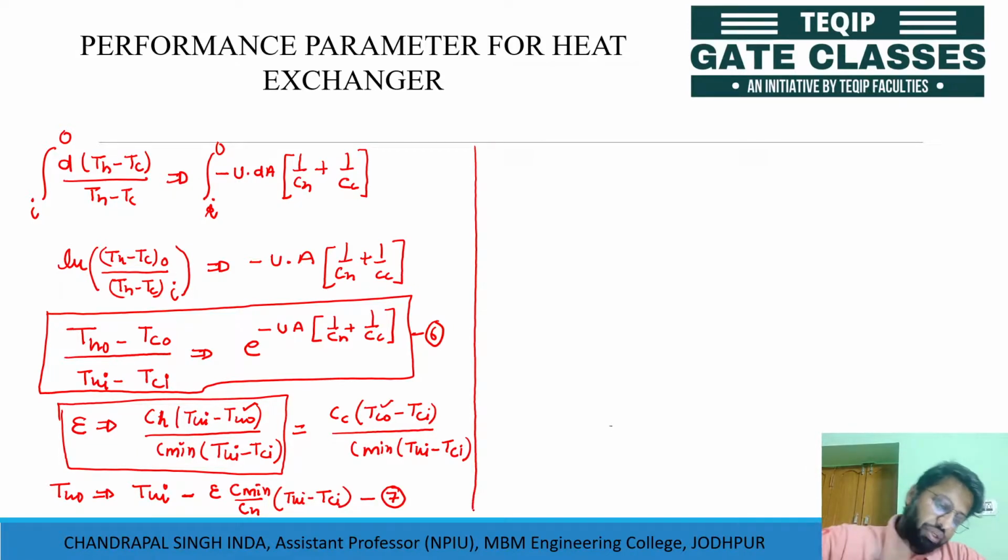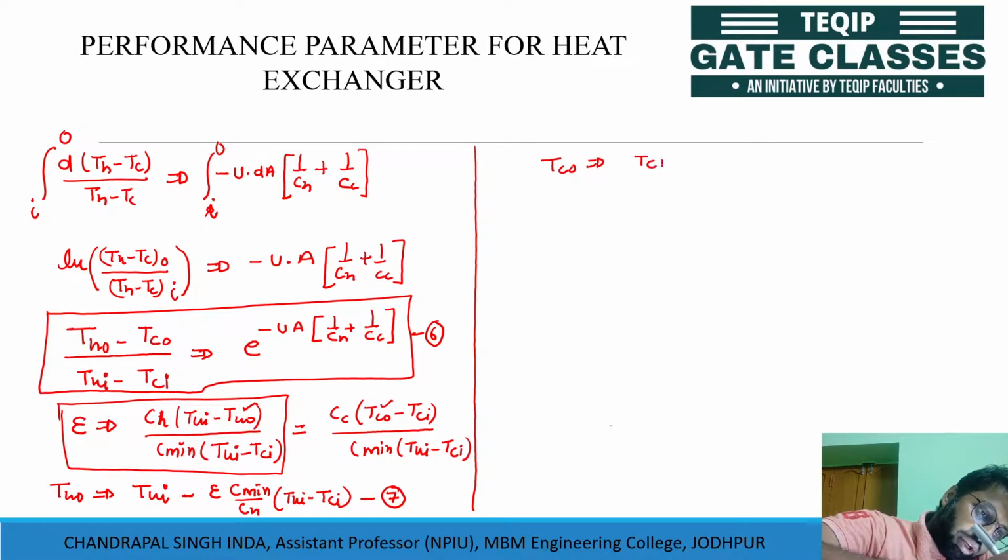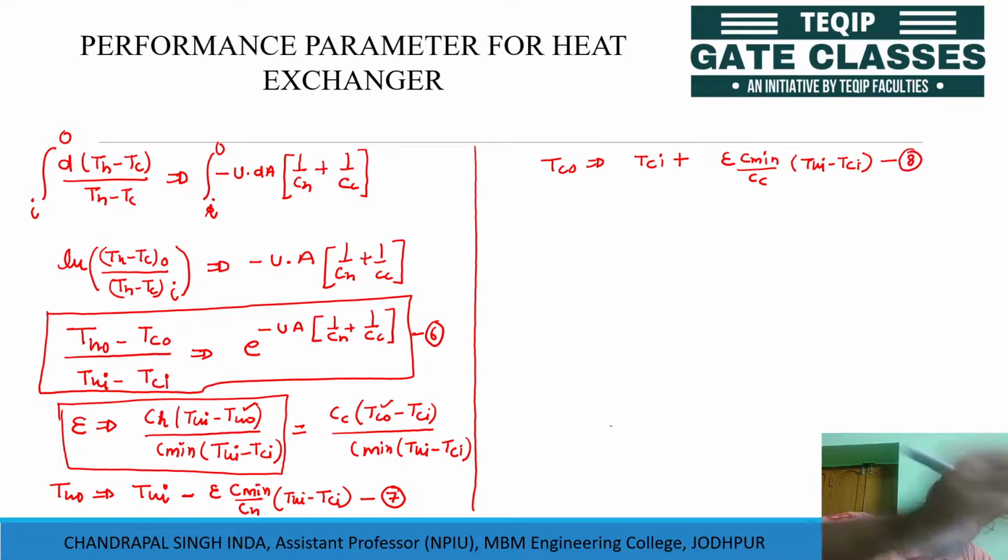And from this we are going to find the value of T cold outlet. The value of T cold outlet will be T cold inlet plus effectiveness C minimum by Cc times (T hot inlet minus T cold inlet). That is equation number 8. T cold outlet will be equal to T cold inlet plus the effectiveness C minimum (Th minus Tci) divided by Cc.